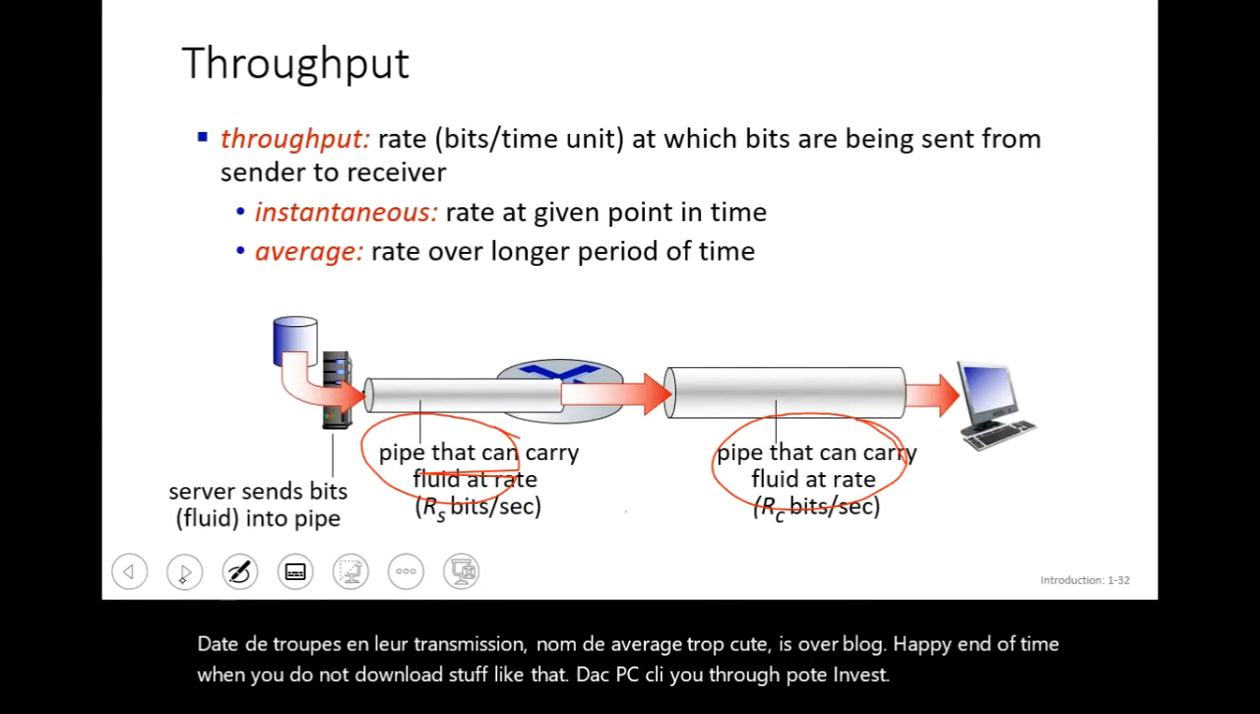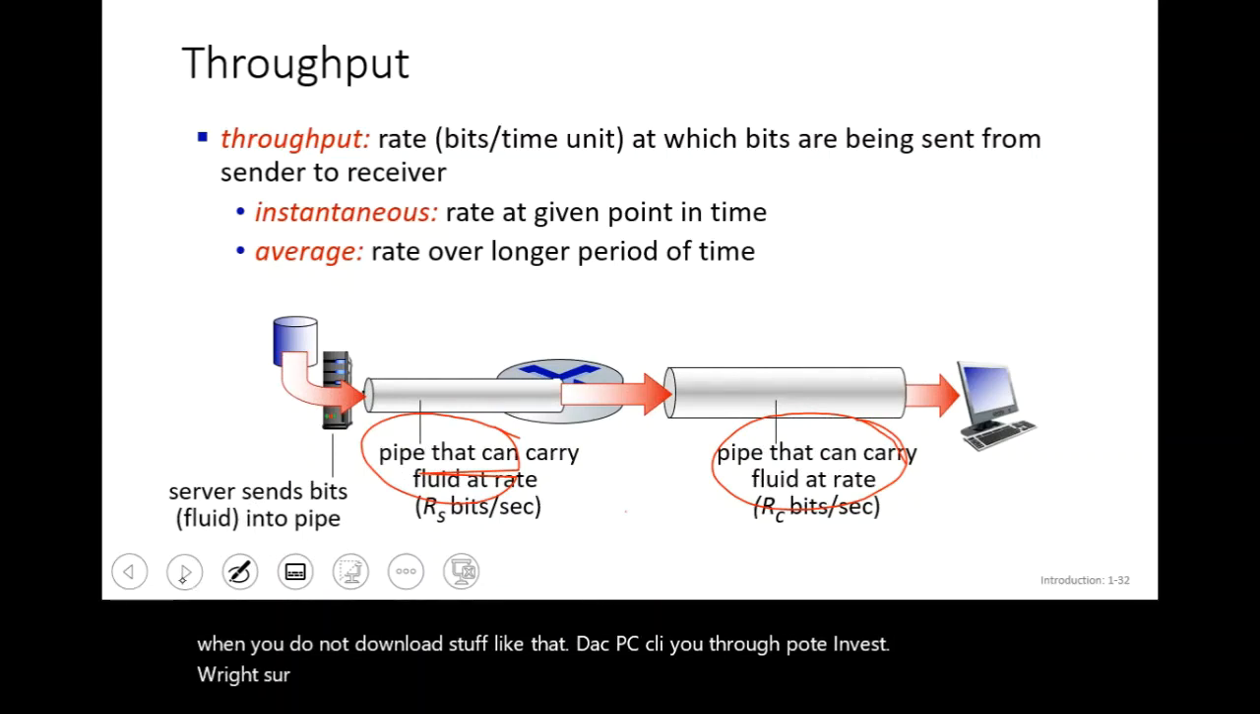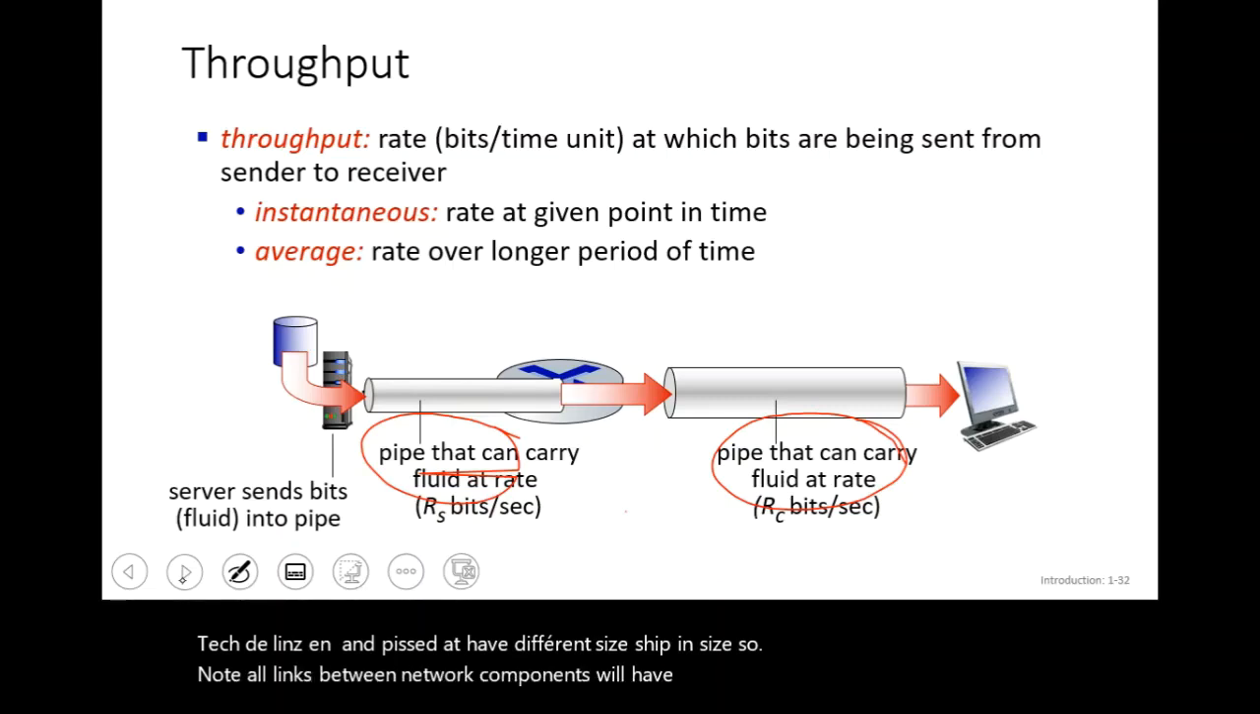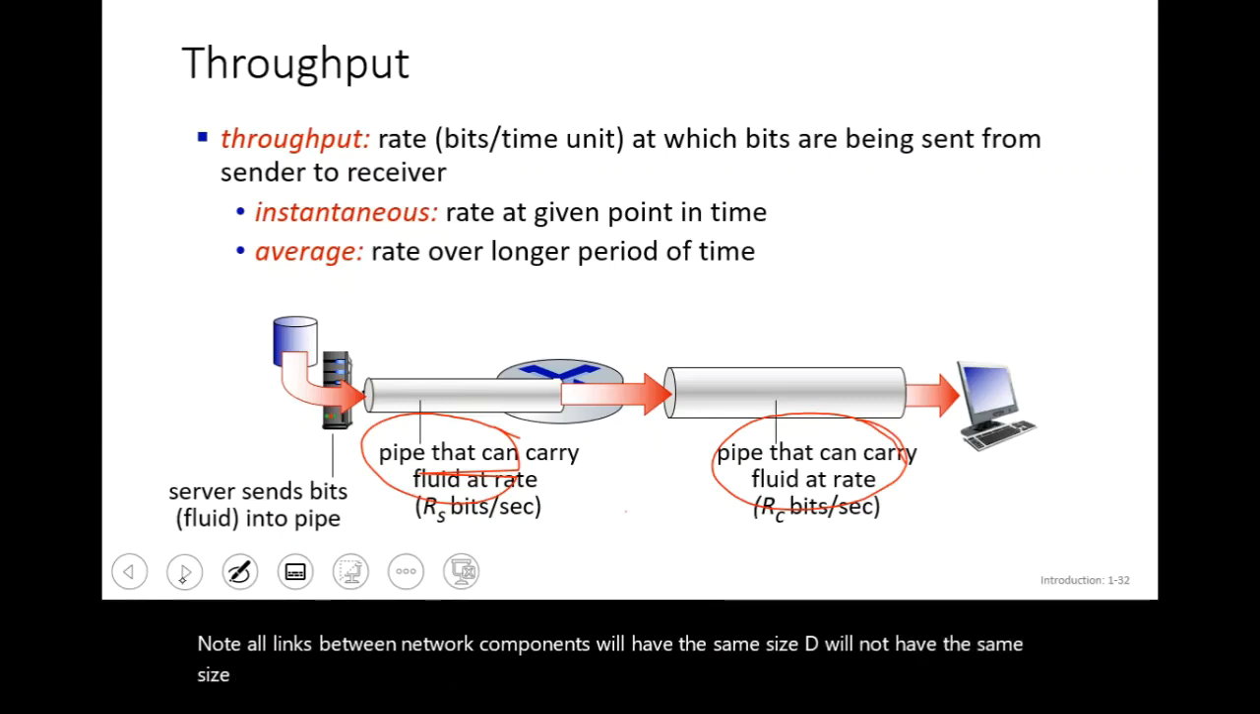Right, so take the links as pipes that have different shapes and sizes. Not all the links between network components will have the same size, and if they do not have the same size, they will either transmit the same amount of data or they will become a bottleneck, right?